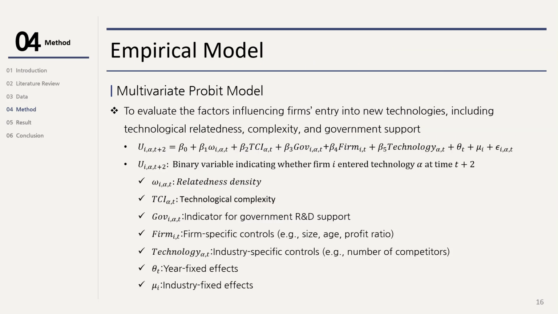The study develops a multivariate probit model to analyze the determinants of technological diversification. The dependent variable is an indicator of whether firm i entered technology alpha at time t plus 2. The independent variables are relatedness density of the firm, complexity of the target technology, a binary variable for government R&D support, and firm-specific characteristics such as size and R&D spending, and industry-specific controls like competition levels.